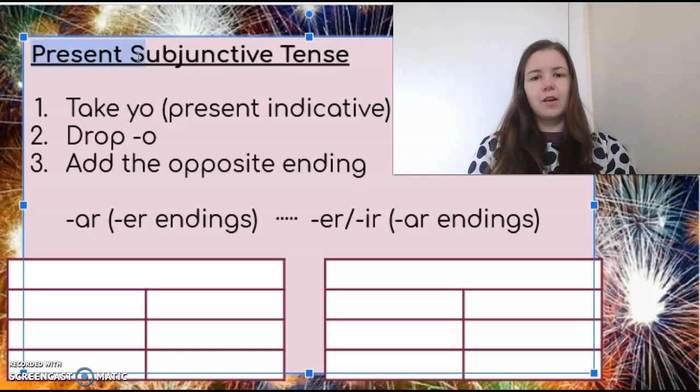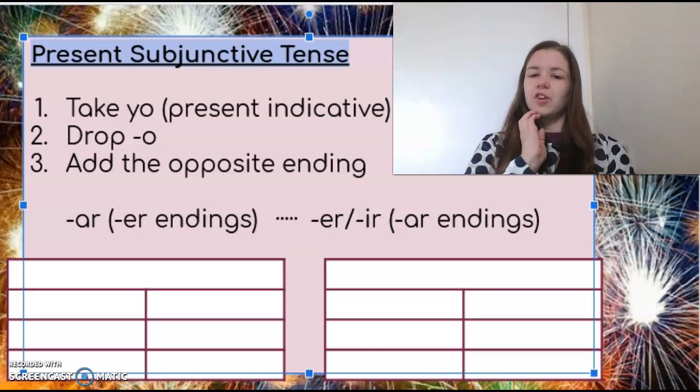This is going to be the next tense we'll be learning, and we'll be using it to express wishes, doubt, and opinions in the present tense. This video is going to be all about how to conjugate this tense, and then there'll be a separate video about when to use this tense. So once again, this video is all the conjugations.